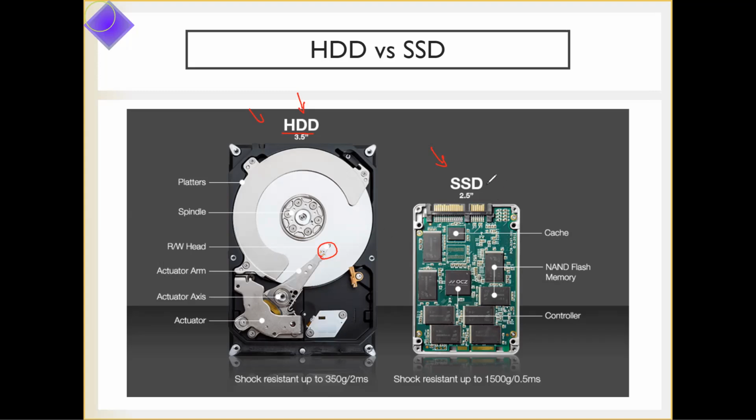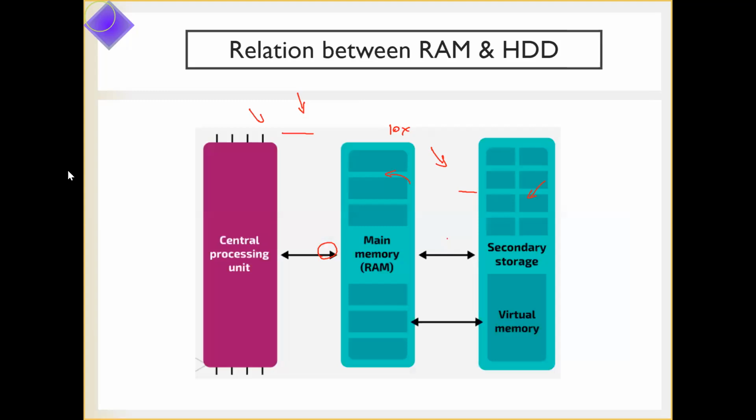And the new type of hard disk is called SSD. This is almost 10 times faster than the old hard disk, because here there are no moving mechanical parts. The mechanical parts are definitely slower. Electronics is much faster. This is compact in size, lighter in weight, and almost 10 times faster. Okay?